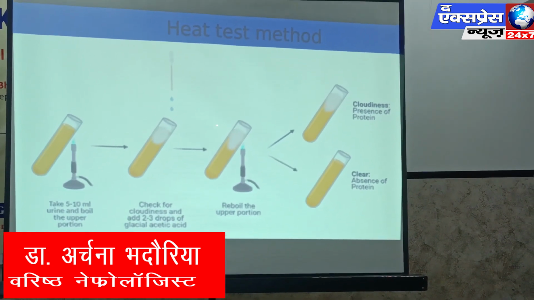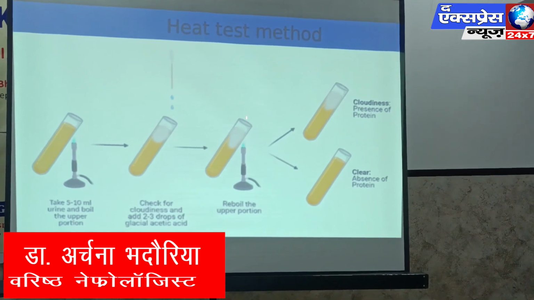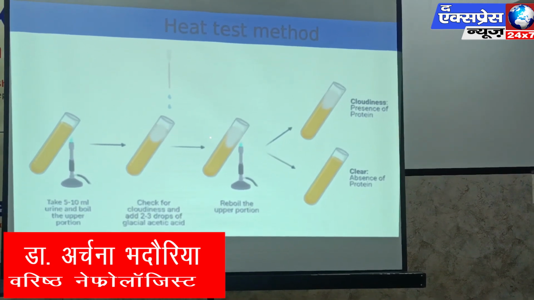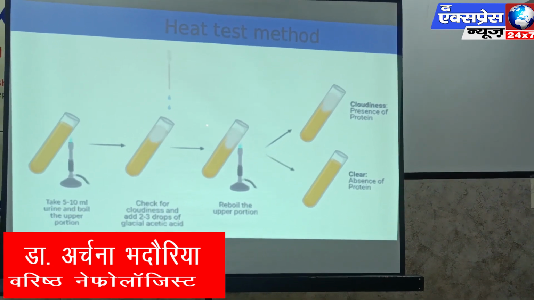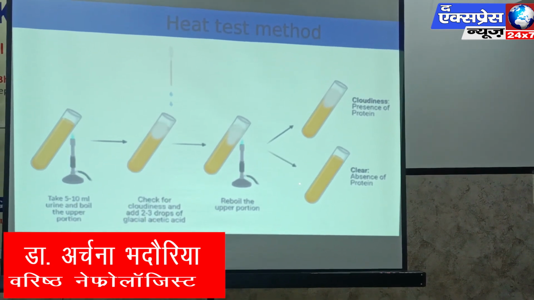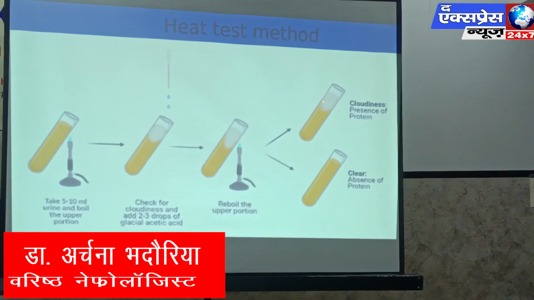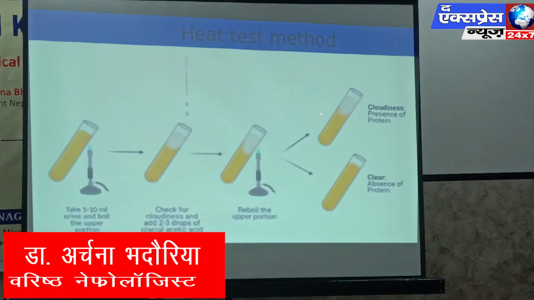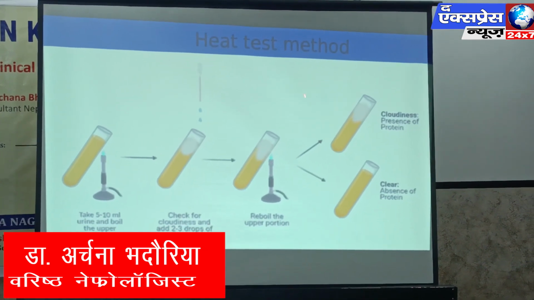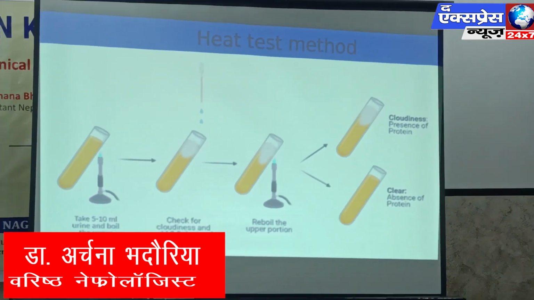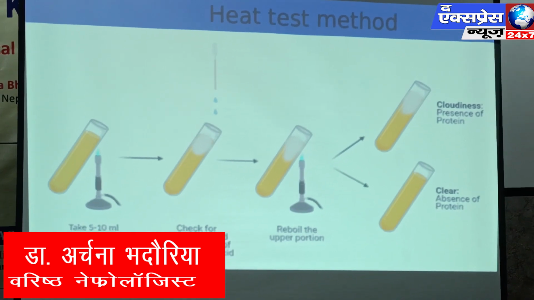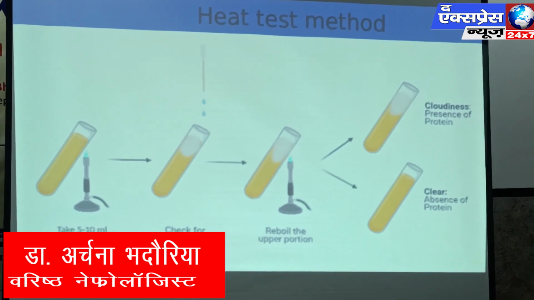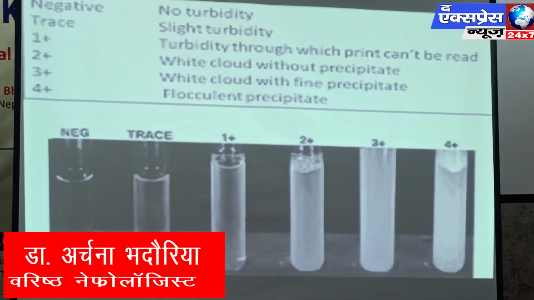But the test is not complete. We have to add glacial acetic acid and again boil. If the turbidity disappears, it was just due to phosphates. If the turbidity or cloudiness persists, then it is because of protein. This is a test which we educate all our patients of nephrotic syndrome to do at home, and they can be trained and keep doing it.